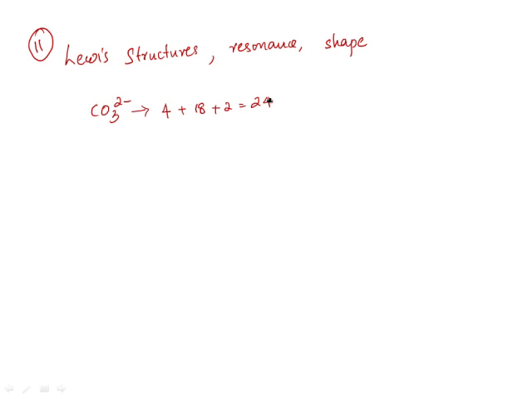24 electrons. So we have to show 24 electrons in our structure. CO3 2 minus, who goes in the center? Carbon. Remember, if carbon is present, no need to look around. Carbon is going to be in the center. And who cannot be the central atom? Hydrogen can never be the central atom.